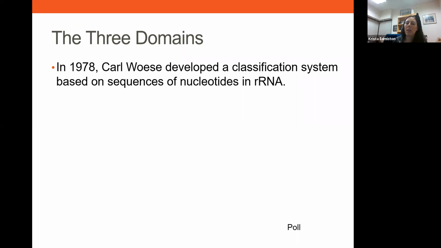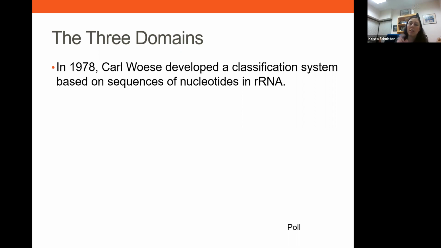based on morphological characteristics. Well, back in 1978, we were delving into this world of sequencing of both DNA and RNA. And Carl Woese at the time thought it was a better way to classify organisms based on the relatedness of their ribosomal RNA sequence.